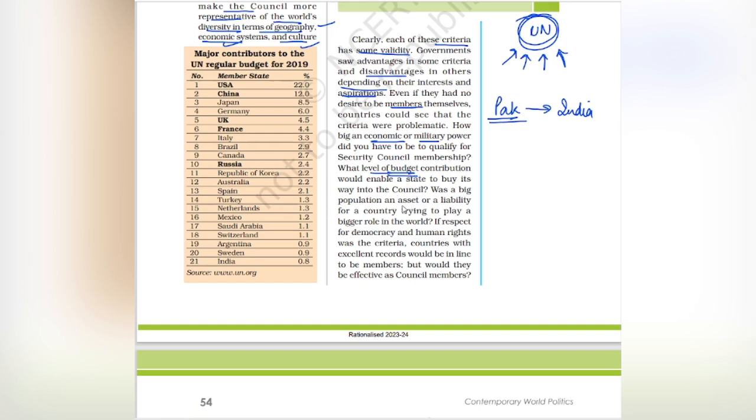Was a big population an asset or a liability for a country trying to play a bigger role in the world? Definitely, if you're talking about population, then it certainly means that the country would be so engrossed in its own affairs that it would not be able to solve the greater issues at the world level if it is busy dealing with its own population, right? So that is also not mentioned.